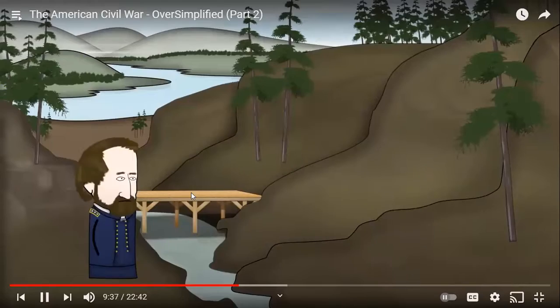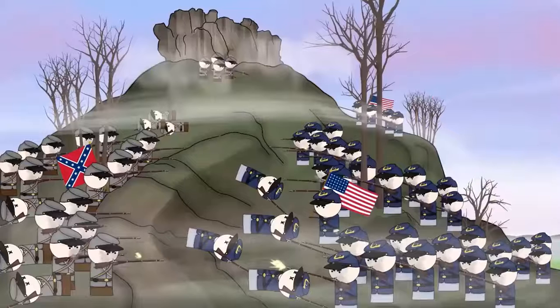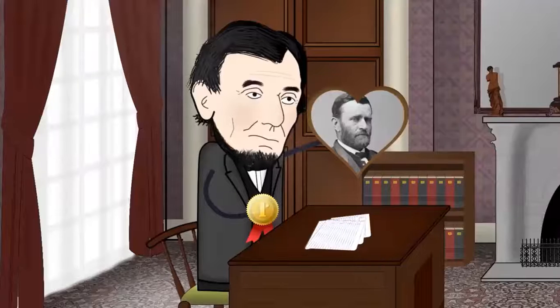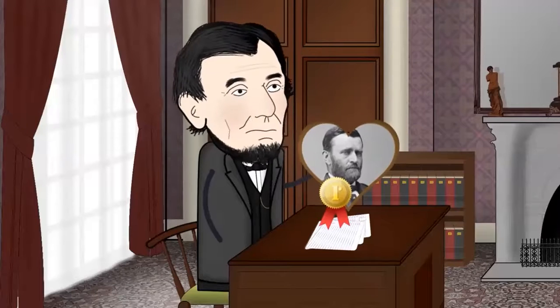Grant. With Sherman and Hooker, Grant took on Confederate positions in the mountains around the city, including the famous Battle Above the Clouds and Missionary Ridge. Grant continued to be Lincoln's number one guy. With these victories, Lincoln hoped the war was finally turning.